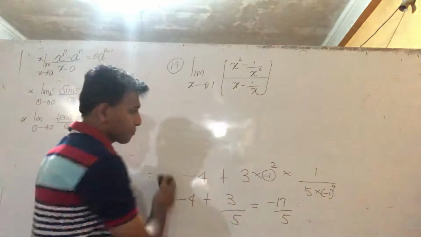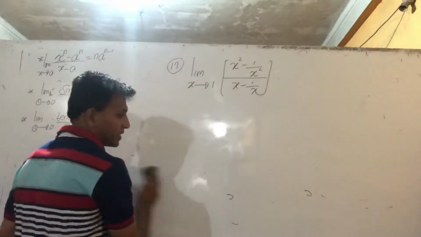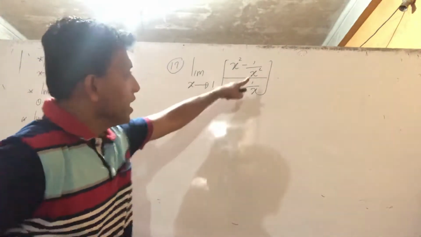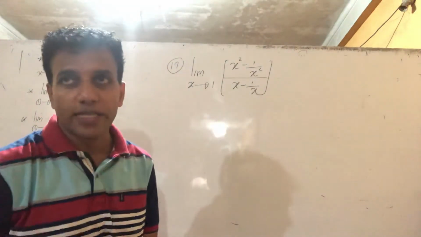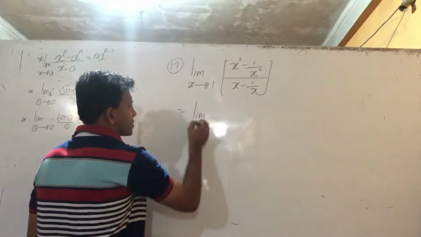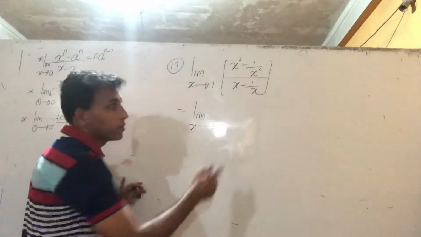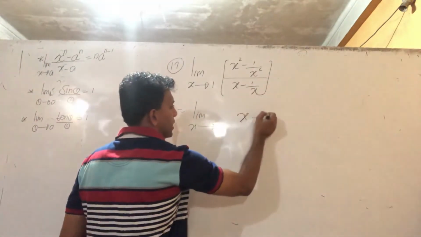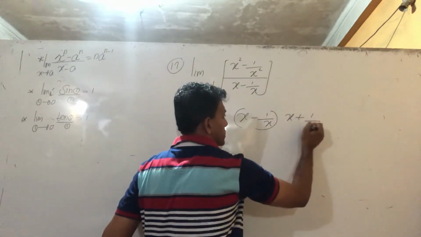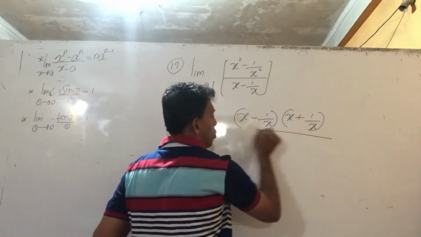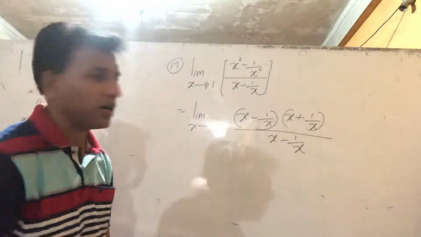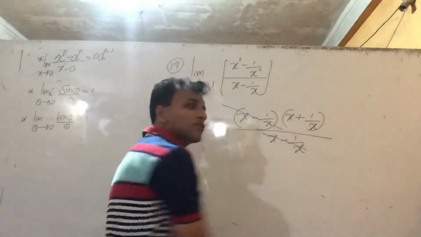So use any limit theorems or sometimes factorization ideas. It's an easy question, I think. You can factorize: a square minus b square pattern, factorize a minus b, a plus b. So limit x tends to 1, factorize: (x minus 1 over x)(x plus 1 over x) over (x minus 1 over x), only the factorization part. Then cancel. This is the idea of solving limit problems.